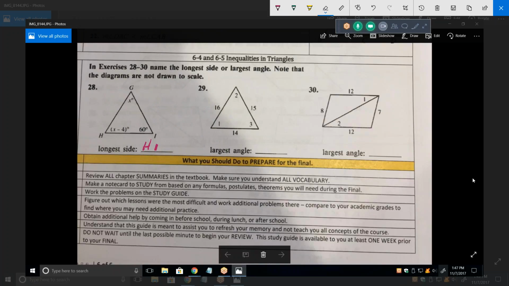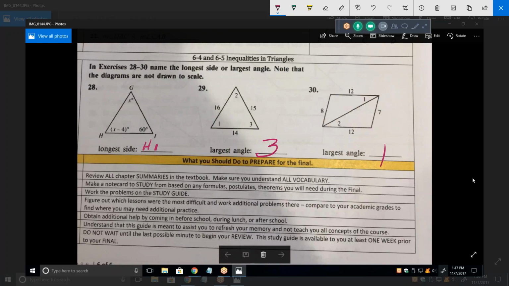So, the largest angle in 29 again? 3. And the largest angle on 30. Would that be 1? If the choice is between 1 and 2, then it is 1 because 8 is large.